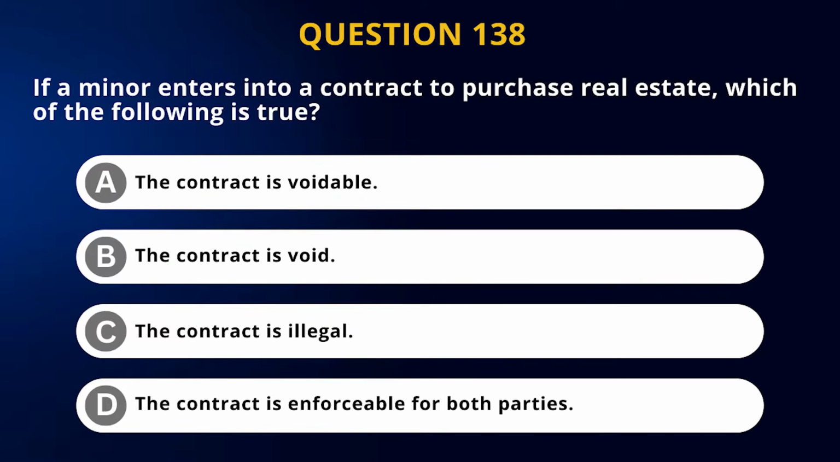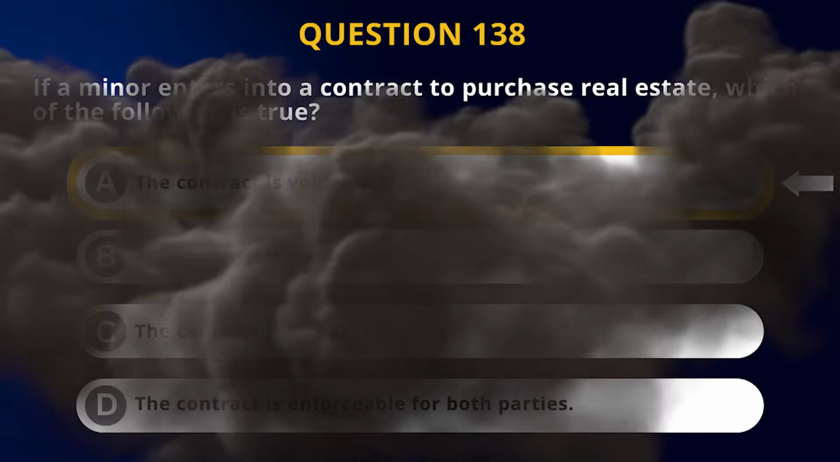Question number 138. If a minor enters into a contract to purchase real estate, which of the following is true? Letter A, the contract is voidable. Letter B, the contract is void. Letter C, the contract is illegal. Letter D, the contract is enforceable for both parties. Question number 138. If a minor enters into a contract to purchase real estate, which of the following is true? And the answer is letter A, the contract is voidable.